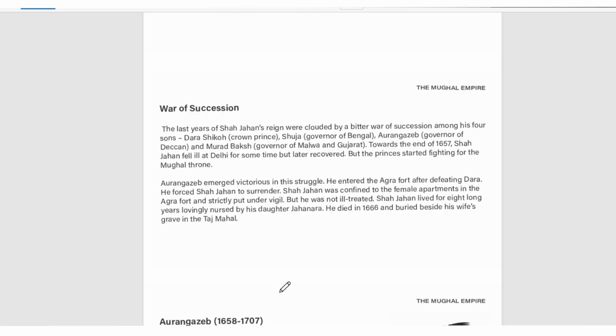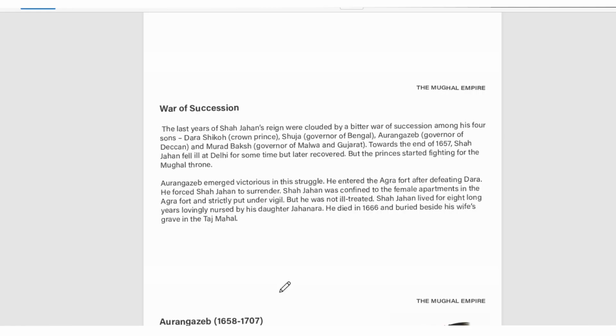The last years of Shah Jahan's reign were clouded by a bitter war of succession among his four sons. One is Dara Shikoh, Crown Prince, Shuja, Governor of Bengal, Aurangzeb, Governor of Deccan, and Murad Baksh, Governor of Malwa and Gujarat. Towards the end of 1657, Shah Jahan fell ill at Delhi for some time, but later recovered. But the princes started fighting for the Mughal throne, and Aurangzeb emerged victorious in the struggle.